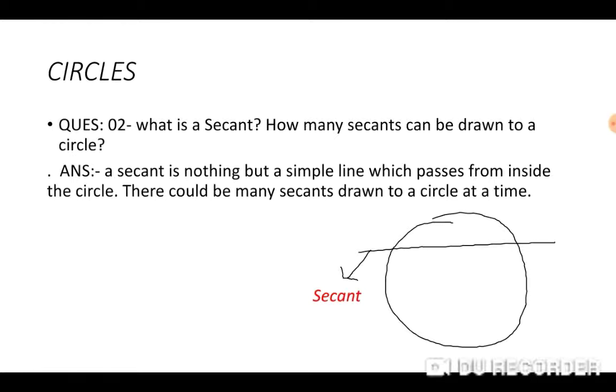Question number 2. What is a secant? How many secants can be drawn to a circle? The answer is, a secant is nothing but a simple line which passes through the inside of the circle. There could be many secants drawn to a circle at a time. Let's move to the next point.